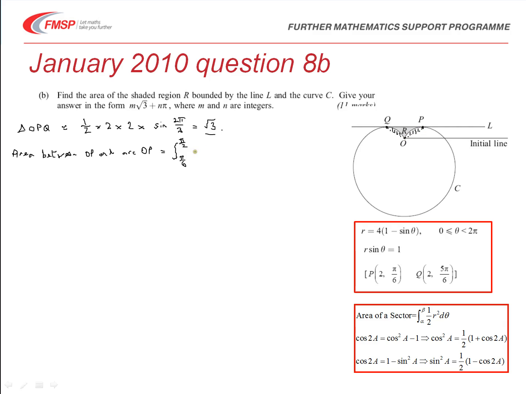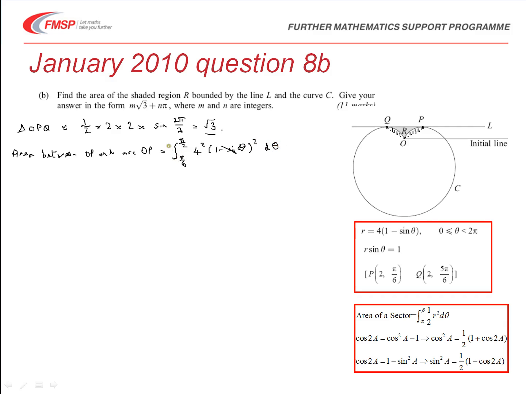Okay, and r squared, well, if we know that r is equal to 4 times (1 minus sine theta), we've got to do 4 squared times (1 minus sine theta) squared d theta.